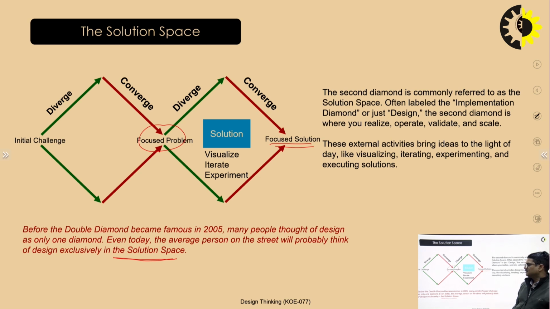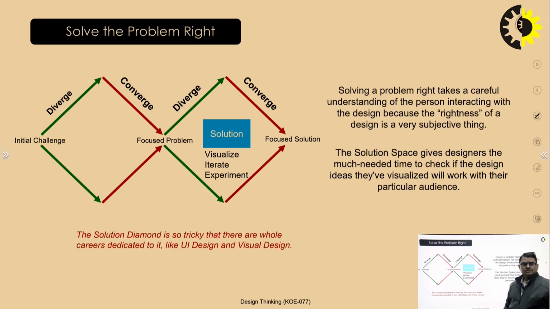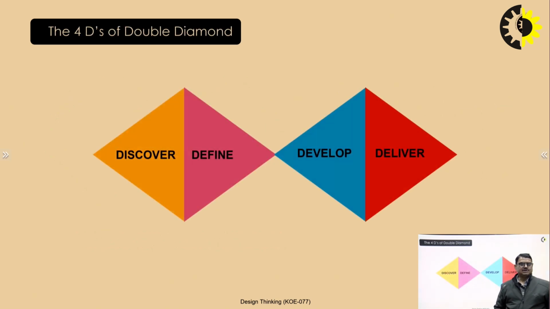But what is required? We need to understand the entire design thinking process. We need to understand the entire problem to solution process, and for that purpose we need to understand both diamonds, the first and the second. If we talk about solving the problem, that is what we are always trying to do. The solution diamond is so tricky that there are whole careers dedicated to it, like UI design and visual design. So, both the diamonds are important for us.